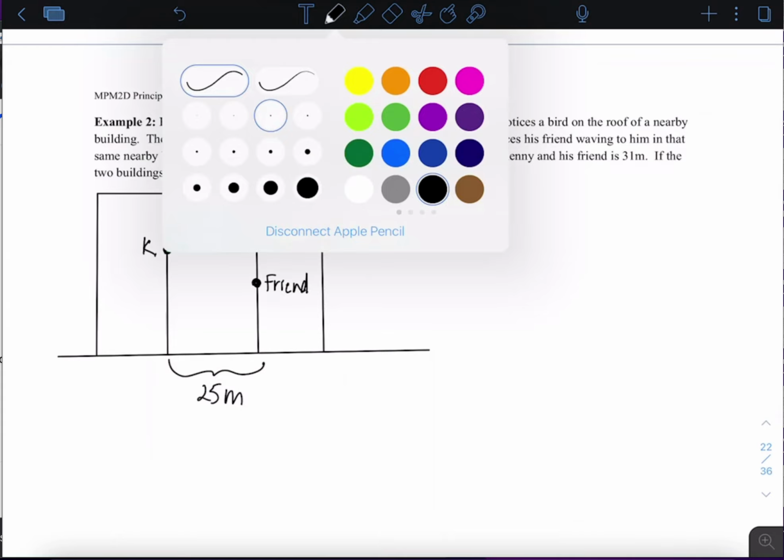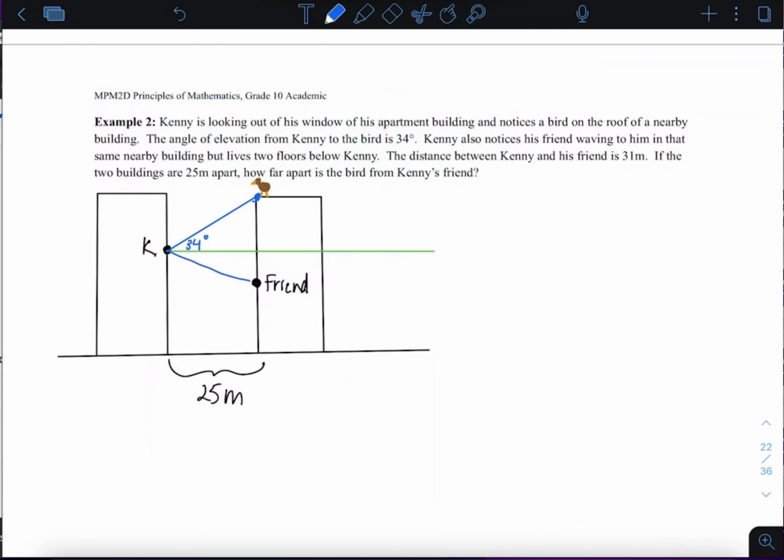And it says that the distance between Kenny and his friend is 31 meters. Now, it doesn't say horizontal distance, so I'm very sure that this is the line of sight distance. Okay? So that direct distance from Kenny and his friend is 31 meters. How far apart is the bird from Kenny's friend? So essentially, I'm asking us to find this distance. We can call this D.